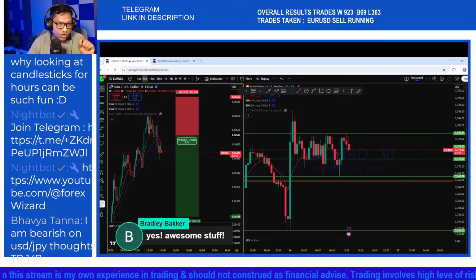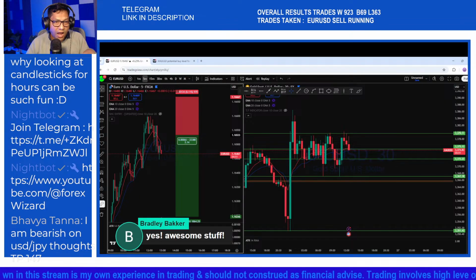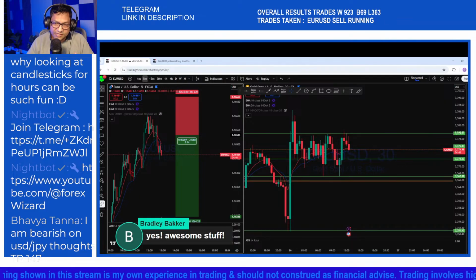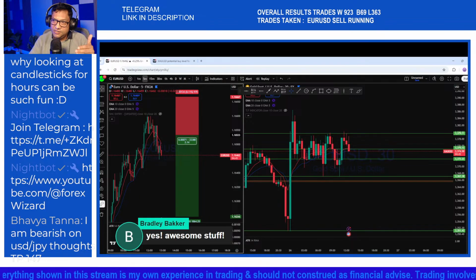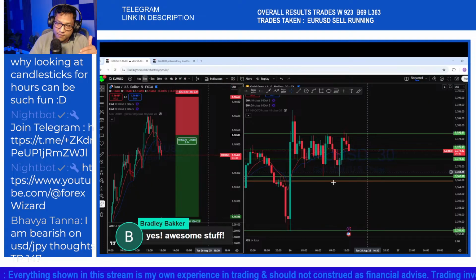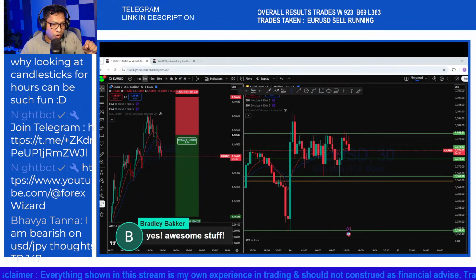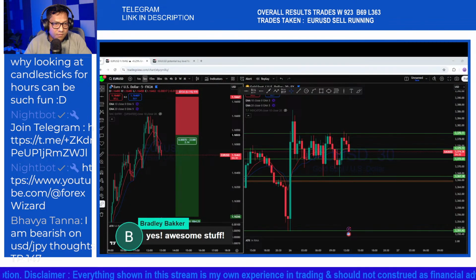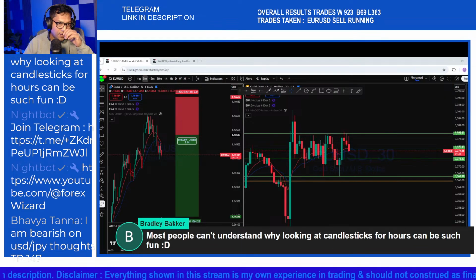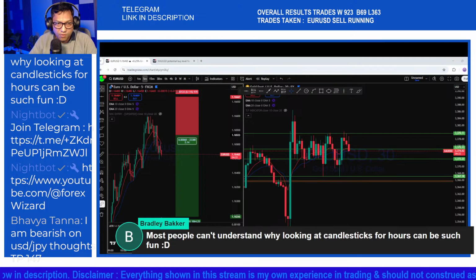That's what needed as a trader, to keep high quality and then replicate the system over and over again. Repetition is, gold is in fact coming down below. Repetition is very important in trading, though it's boring, but that's where the secret is. Yes, absolutely. That's really good comment. I like that. Most people can understand why looking at candlestick pattern hours can be such fun.